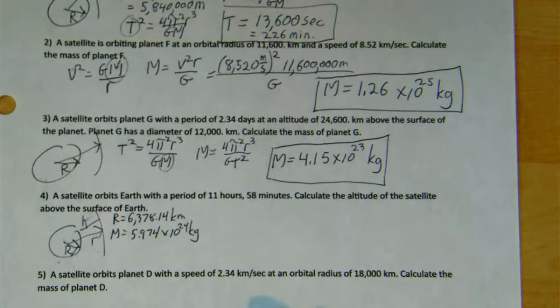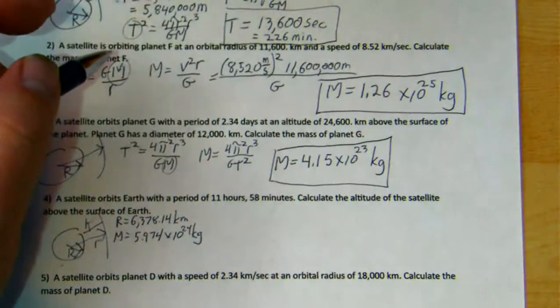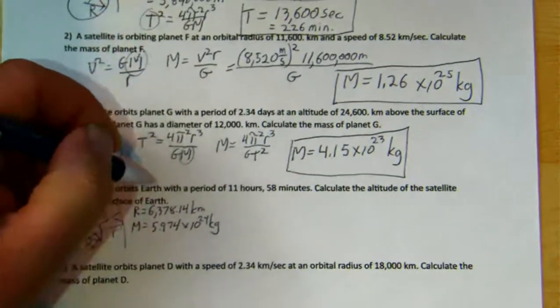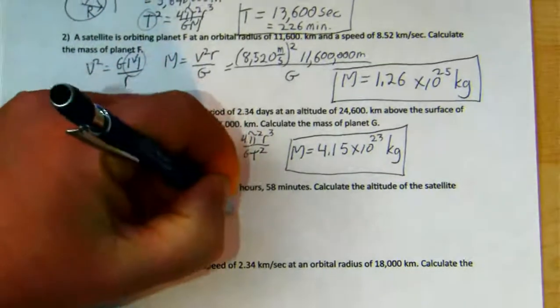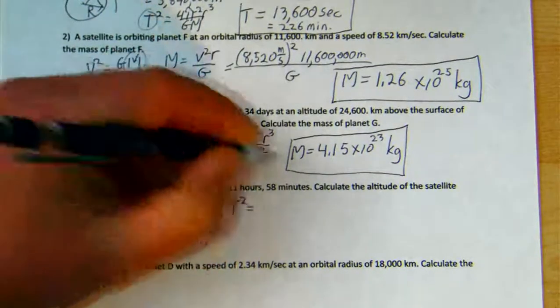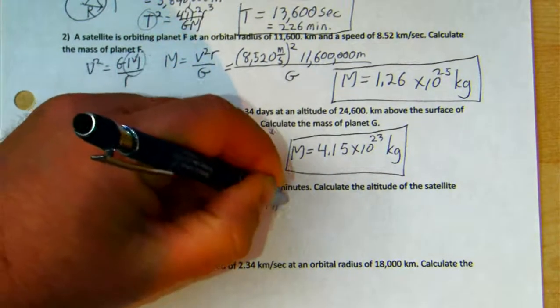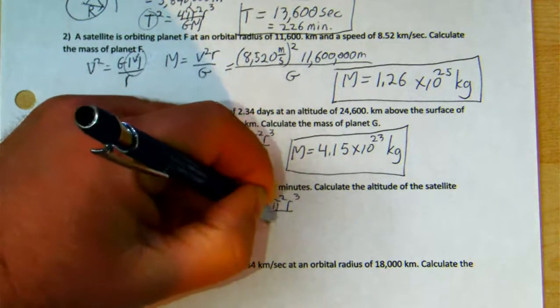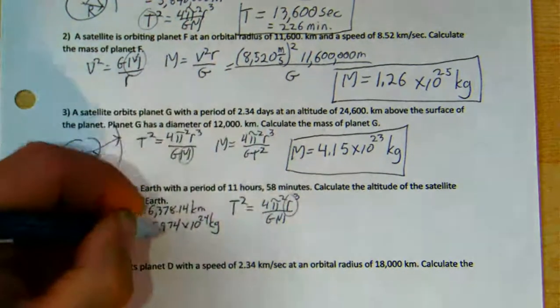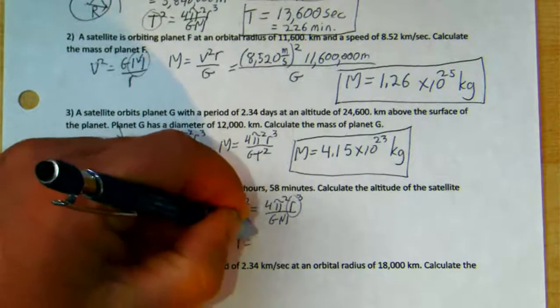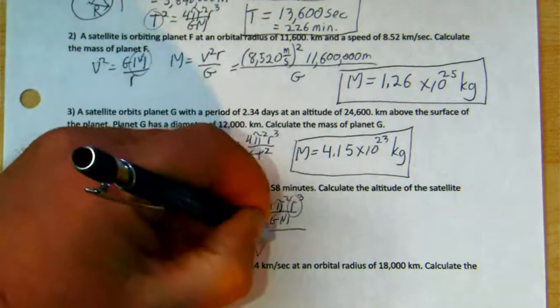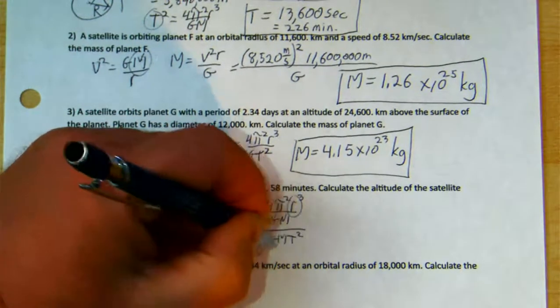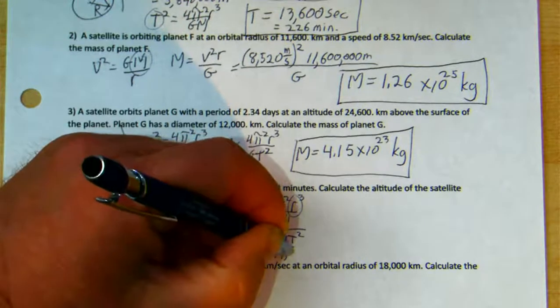And we're solving for r first. We have to use Newton's version of Kepler's third law. T squared equals 4 pi squared r cubed over GM. Rearrange, solve for r. R is going to be the cube root of G M T squared divided by 4 pi squared.